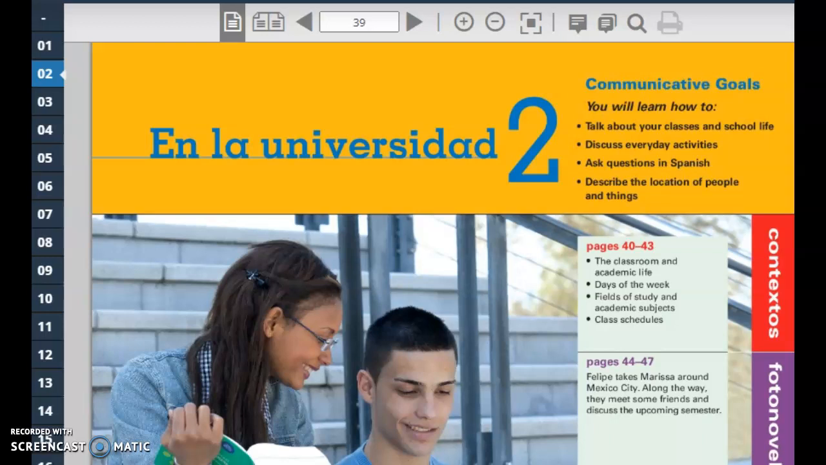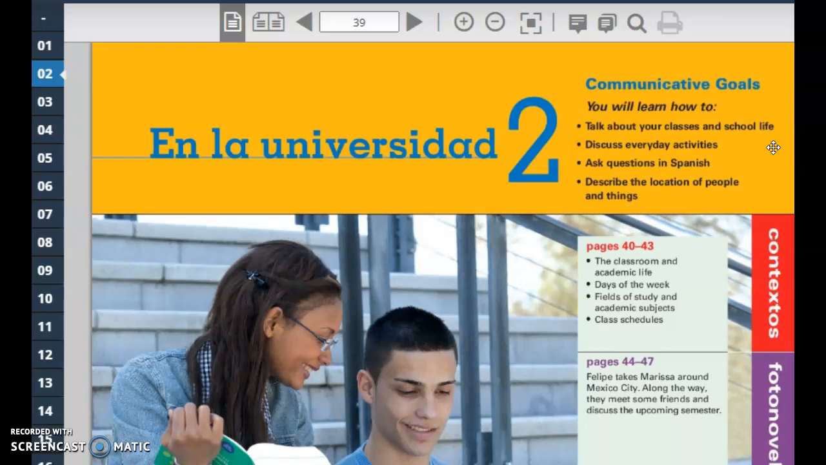This is going to be a review for lesson number 2 and the theme of our lesson number 2 is En la Universidad. We have as our goals to learn about talking about school life, discussing everyday activities, ask questions in Spanish, and describe the location of people and things.